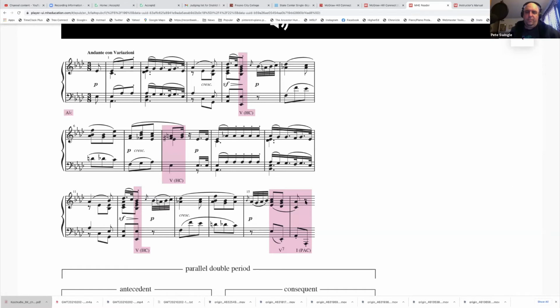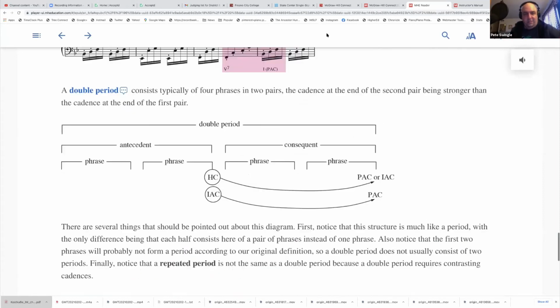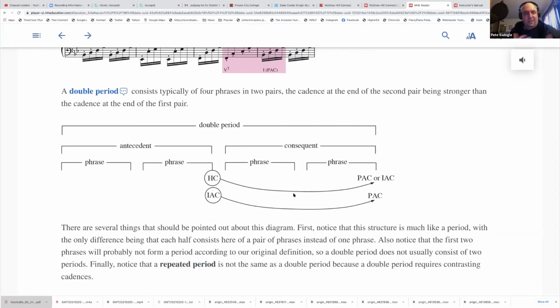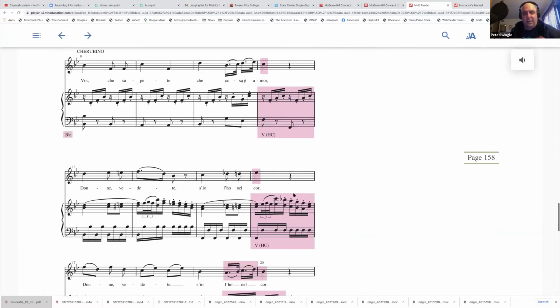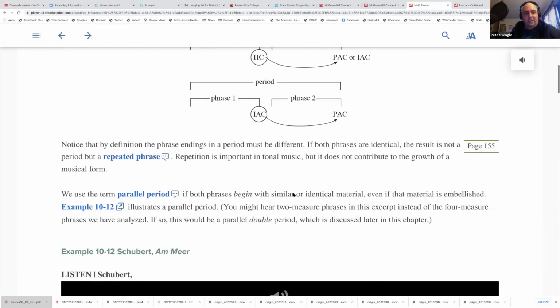So, I thought a period had to end with an IAC or a PAC. These are ending with half cadences. So why isn't it called a four-part period? I don't understand the double period. I thought it had to. It's kind of hard to identify.